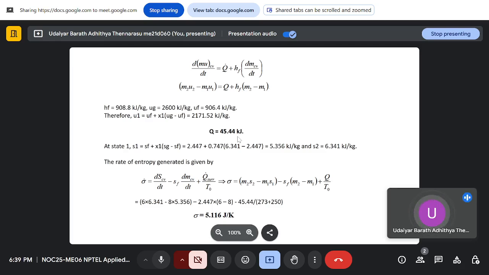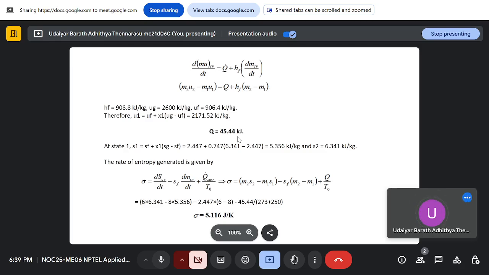So the rate of entropy generated is given by sigma dot is dScv by dt minus Sf dmcv by dt plus Q surrounding by T naught. So sigma is m2 S2 minus m1 S1 minus Sf (m2 minus m1) plus Q by T naught. Substituting the values here, the exit enthalpy is the saturated liquid enthalpy. So Sf is for saturated liquid, which is 2.447, and the final and initial masses are also known.